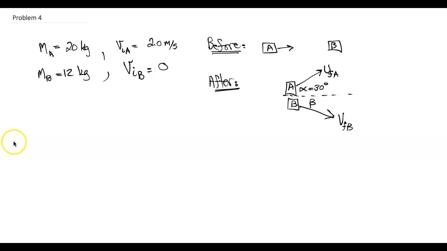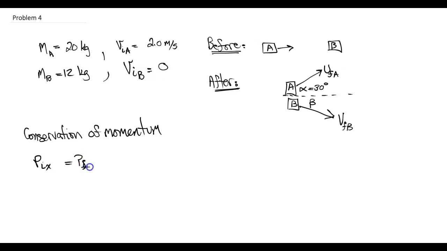In this problem, we have a collision that is initially in one dimension that leads to final velocities in two dimensions. And as before, we have to use the conservation of momentum to be able to solve this problem. So let's start with the momentum initially in the x direction has to equal the momentum final in the x direction.